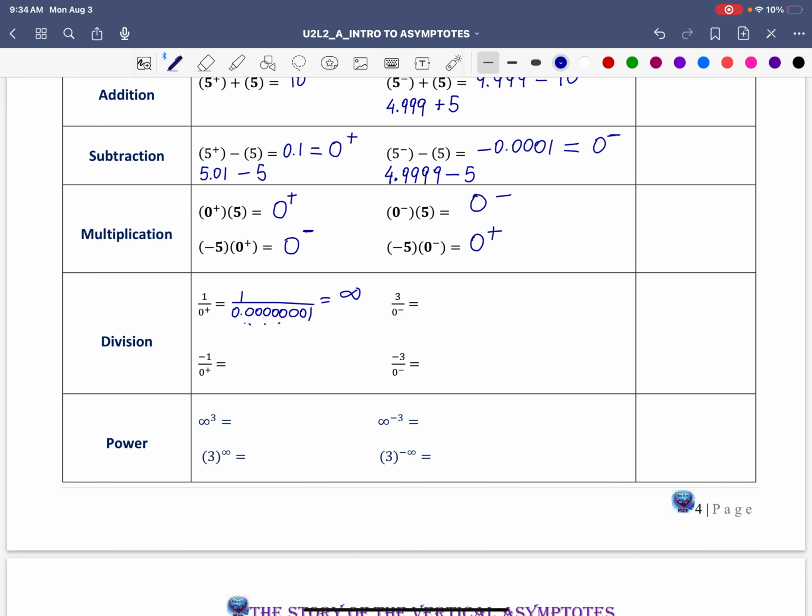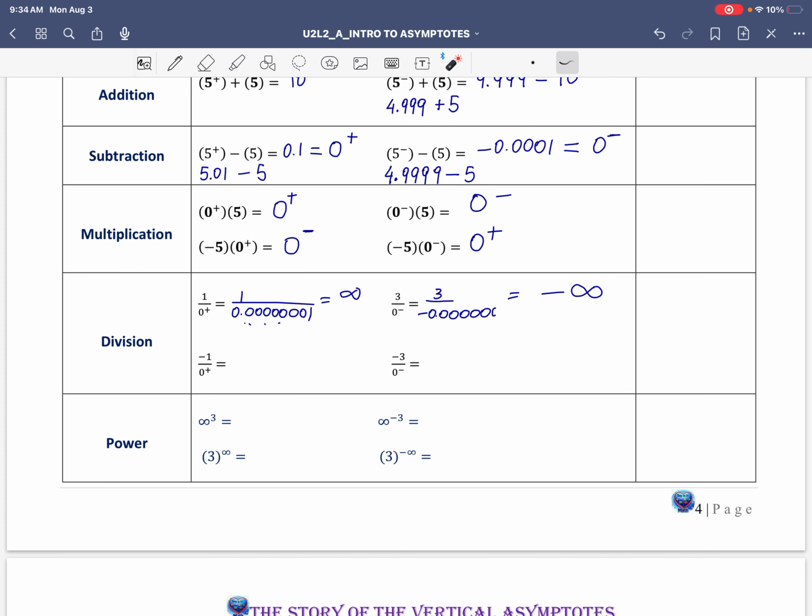3 divided by 0 minus, in a similar way, we have a constant number divided by negative 0.000001. So we're going to get a very large negative number. So we're going to say negative infinity. Negative 1 divided by 0 plus. Now, it doesn't really matter what these constants are, how big or how small they are. So the only way that they can affect the answer is the signs.